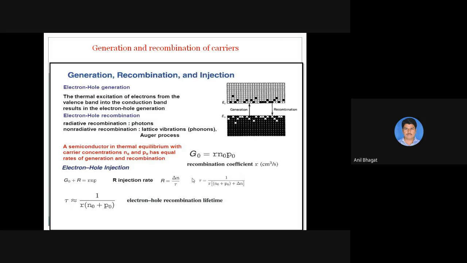And recombination means there are two concepts, generation and recombination. So radiative recombination involves photons, non-radiative recombination involves lattice vibration and photons, and the Auger process. You know that generation and recombination. So generation is always from the valence band to the conduction band, always keep that in mind.